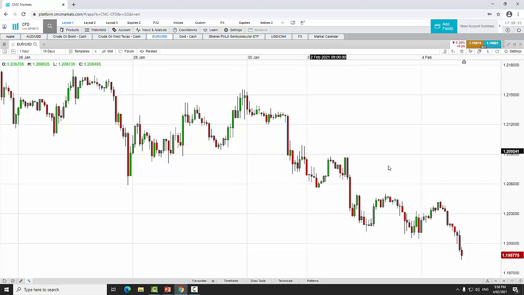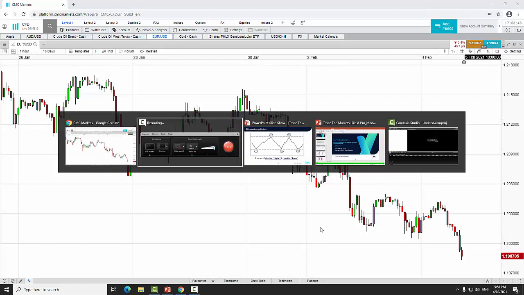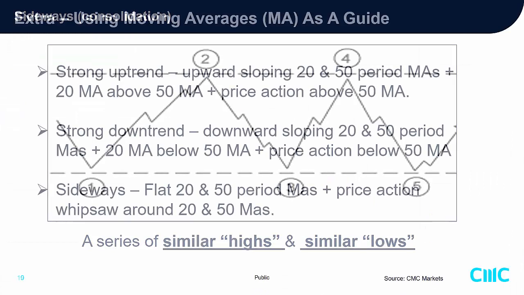Why? If you look at the series of lower highs over here, and the series of lower lows, the euro dollar on the hourly chart is actually trading in a short term downtrend. Okay, now let's go back to our slides from here.